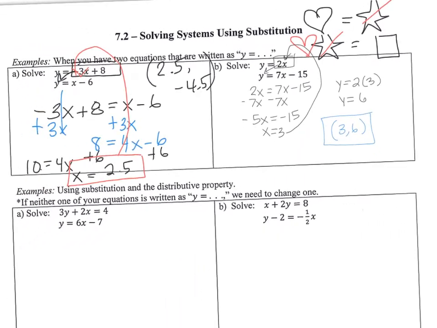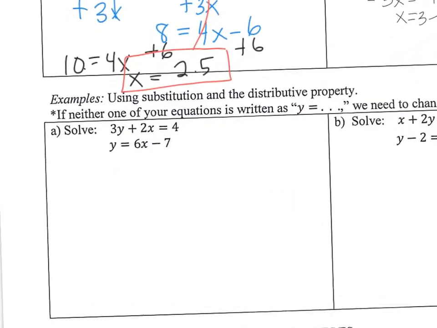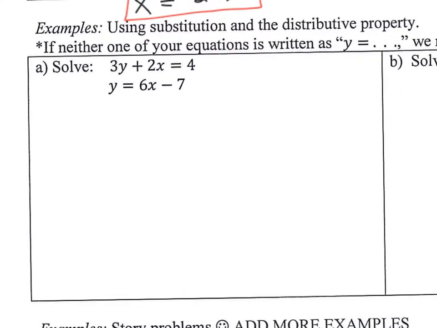Okay, sometimes you have to work a little harder to substitute. This equation does not have y equaling anything. So I'm going to take this second equation, which does have y equaling something, and substitute it in for this y in the first equation. I need to make sure that when I substitute this y in, I'm substituting this whole quantity, so I need to make sure I use parentheses.